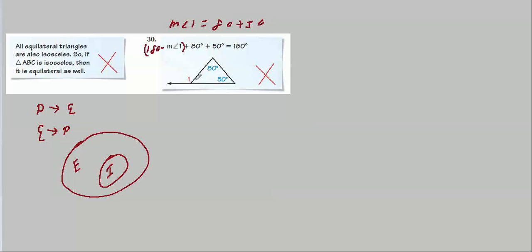Or 180 minus, if we wrote it this way, these two form a linear pair. So this angle here would be 180 minus angle 1. So if you wrote 180 minus the measure of angle 1 plus 80 plus 50 equals 180, well, then you'd be on to something.